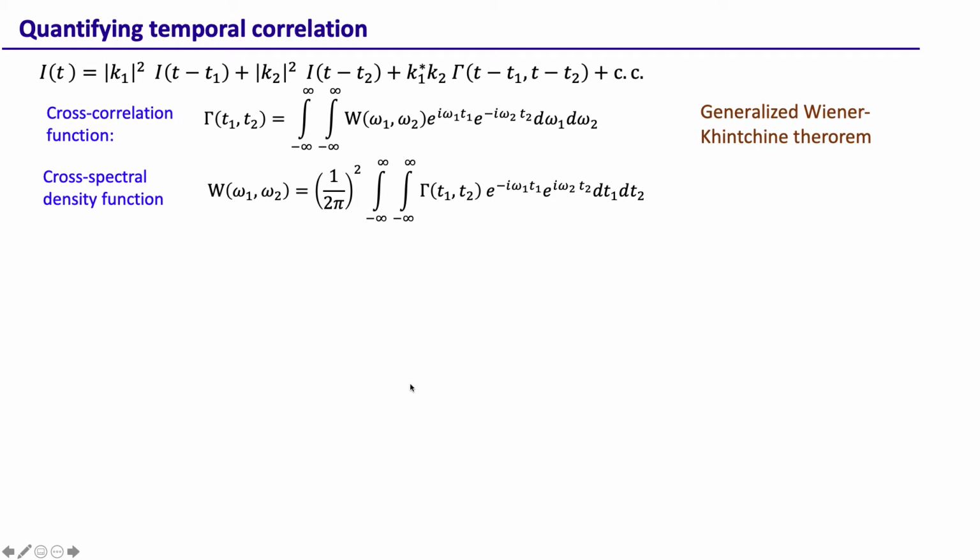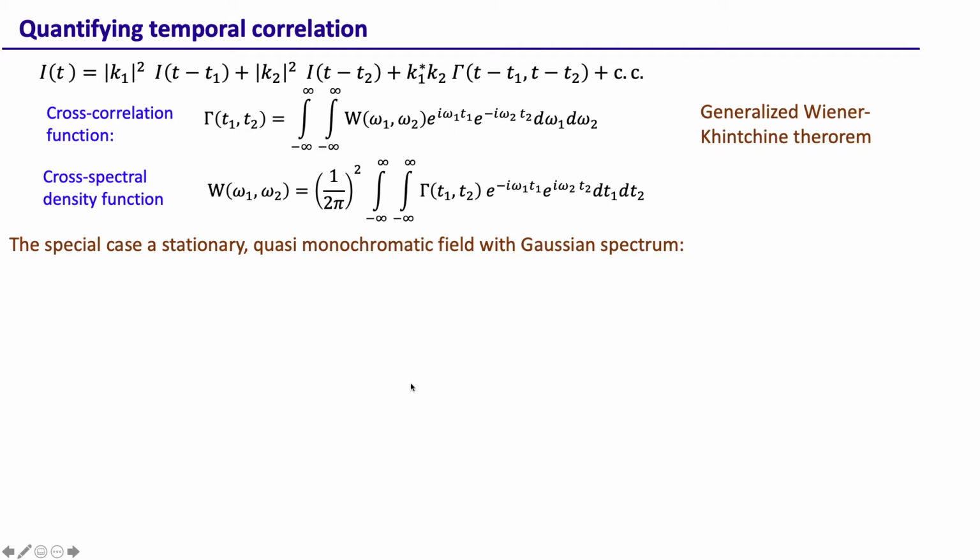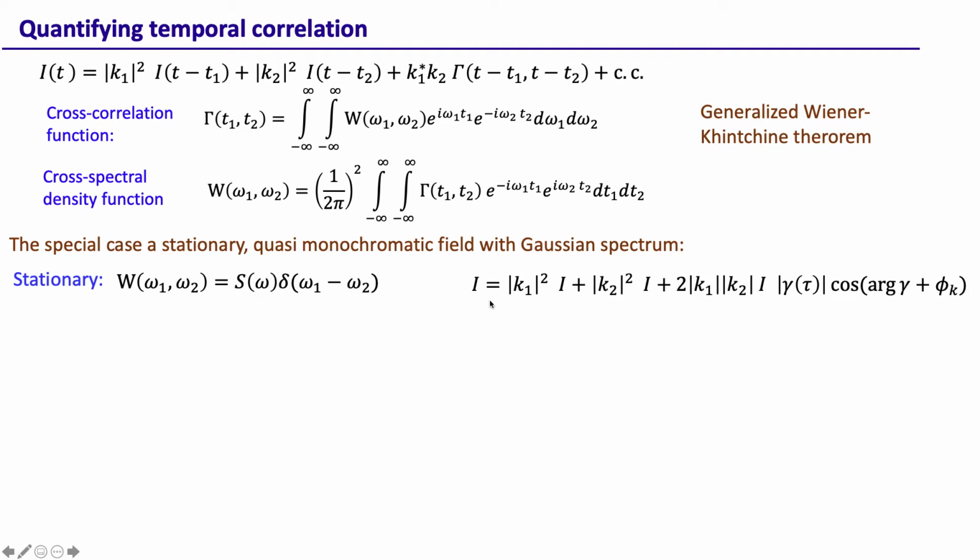Now, to get more intuition about these things, we will look at one case where we can see things with some intuition. Let us look at a case when the field is stationary, quasi-monochromatic, and has a Gaussian spectrum. What do these things mean? We of course know that stationarity means that the cross spectral density function has this functional form, and in that case we can write the intensity at the output port of the interferometer in this form.